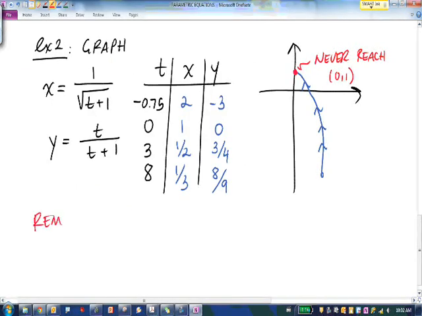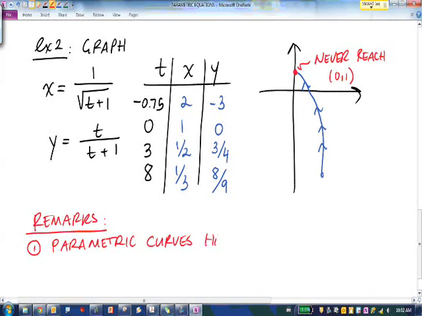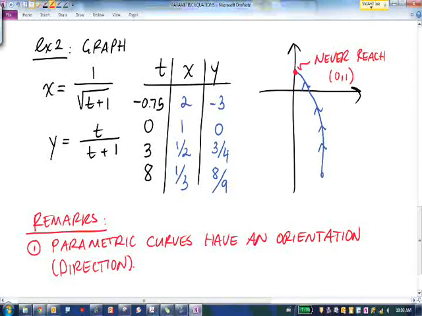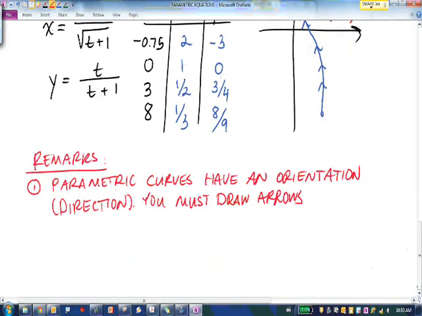Okay, a couple remarks regarding parametric graphs. First remark is that these parametric curves have an orientation. Or a better way to say that, or what might make more sense, is they have a direction. So it turns out you must draw those arrows. The AP test will actually take off points if you do not show the direction of the parametric equations.